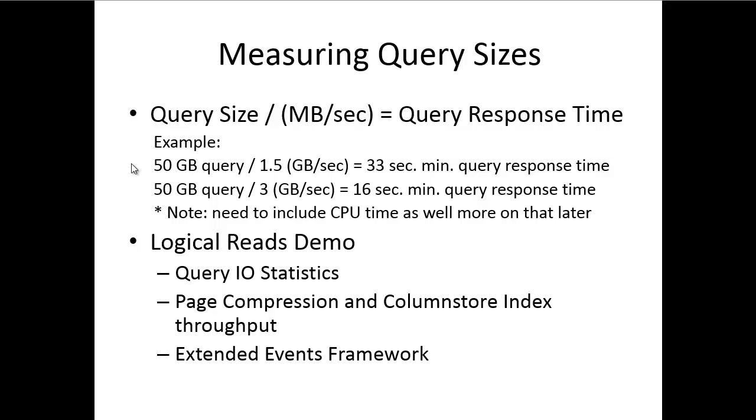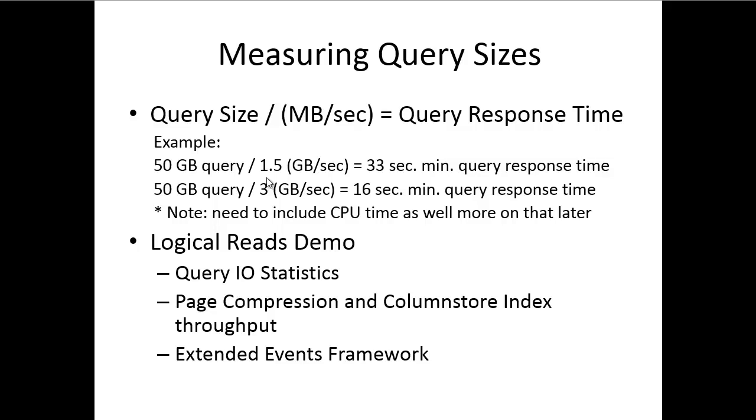For example, a 50 gigabit query, so this is a query that returns 50 gigabytes of data, assuming that the hardware is able to deliver 1.5 gigabytes per second, yields a minimum query response time of 33 seconds. In other words, it's just very simple math here. So if you want a query response time of 33 seconds and you know your query sizes are about 50 gigabytes, then you need at least 1.5 gigabytes of throughput to be able to deliver that query within the desired time frame.